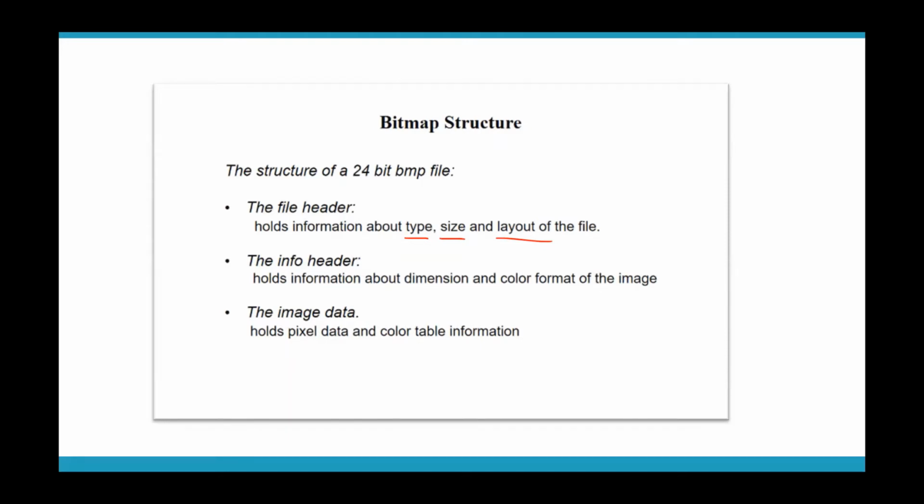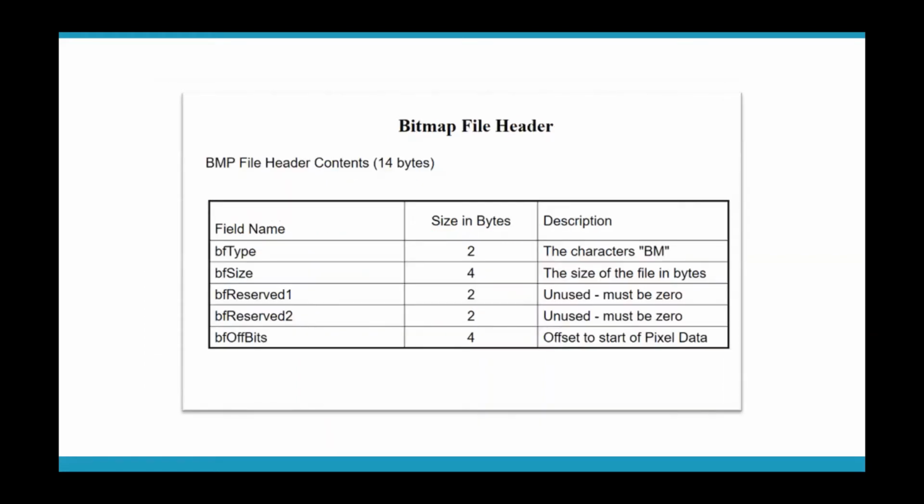The second section, called the information header, contains more detailed information about the dimensions and color format of the image. And the third part contains the actual pixel data, that is the actual image data, and the color table information. You will get it clear when we see the actual structure of the file header, information header, and bitmap image. So just understand that every bitmap file has three sections: file header, information header, and the actual bitmap data.